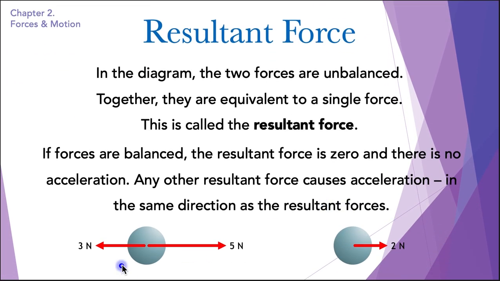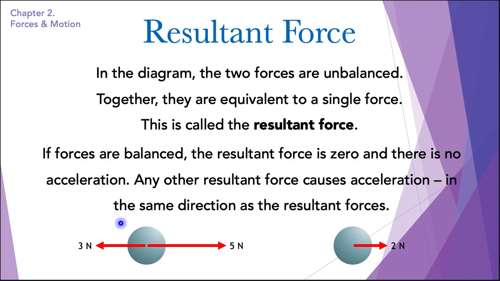Now, as you can see in this diagram, there are two forces which are unbalanced. The ball has a force in this direction of 3 Newton and a force in this direction of 5 Newton. This force is greater than this one. Together they are equivalent to a single force, which is called the resultant force. When we subtract 3 Newton from 5 Newton, we get 2 Newton on this side because there is more force on this side. So this 2 Newton force is the resultant force on this object.